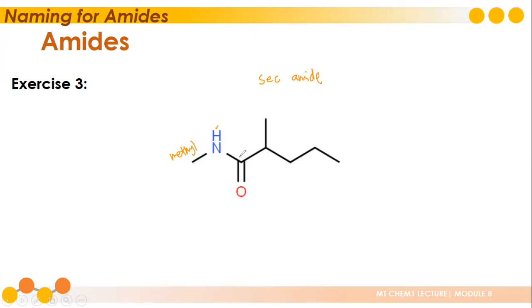Our parent chain: identify the longest chain. So we have here 1, 2, 3. You can also go this way: 1, 2, 3, 4, 5. Since this is our longest chain, that is what we will follow. This is a 5 carbon chain length, which is derived from pentanoic acid. Change the oic acid to amide, so this is pentanamide.